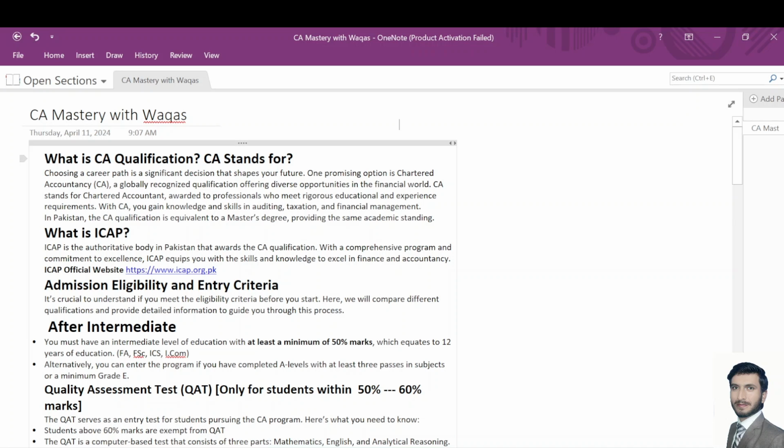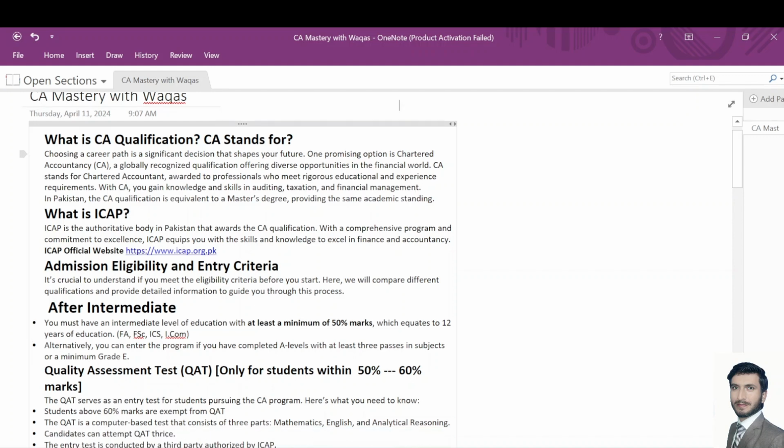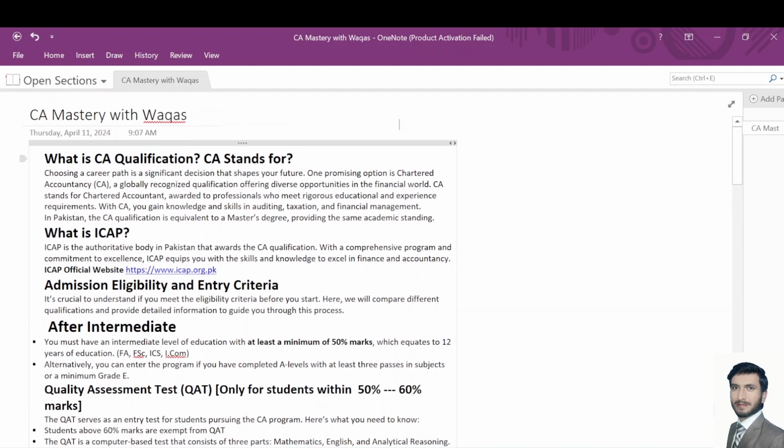Currently, I have completed my CAF examinations and am awaiting results for one paper. So today we are going to discuss what the CA qualification is. CA stands for Chartered Accountancy, and it is a globally recognized qualification that requires significant effort and consistency.